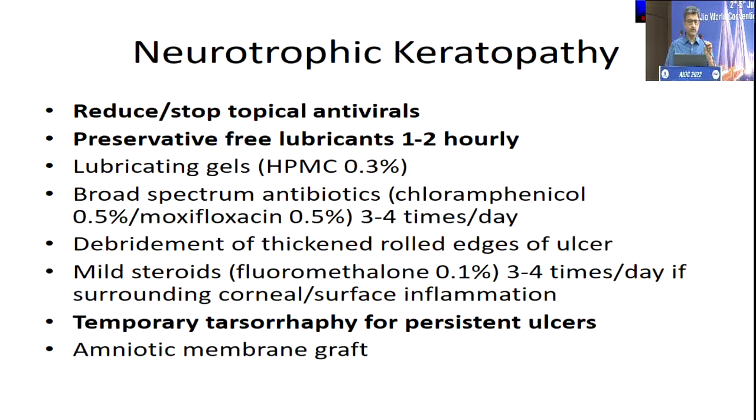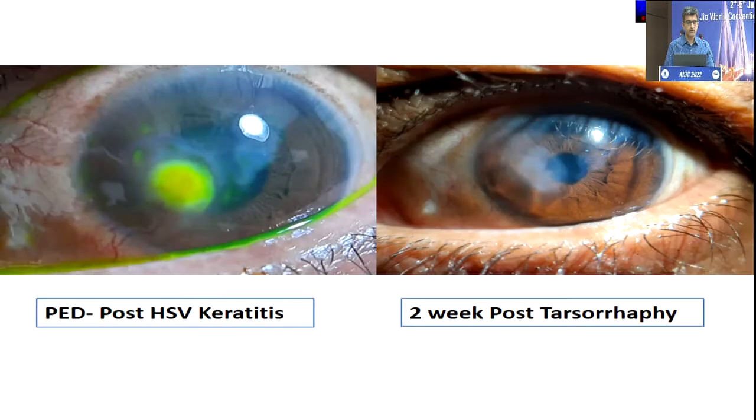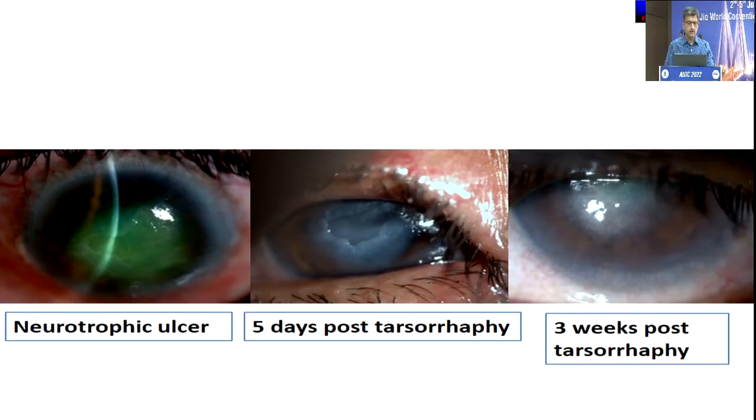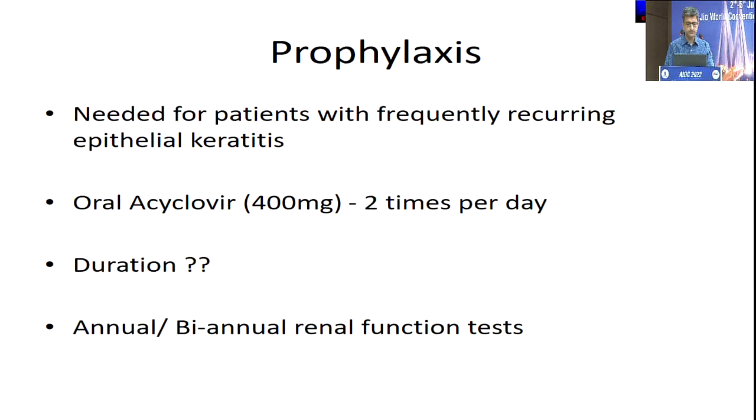Coming to neurotrophic keratopathy, the basic treatment here is to stop the topical antivirals, add preservative-free lubricants 1 to 2 hourly, and a temporary tarsorrhaphy works wonders in such cases. Like this patient with PED post HSV keratitis, a tarsorrhaphy led to the healing of this defect, which was not healing for over a month on medical therapy. And a patient with neurotrophic ulcer, again the epithelial defect healed in about 20 to 25 days here.